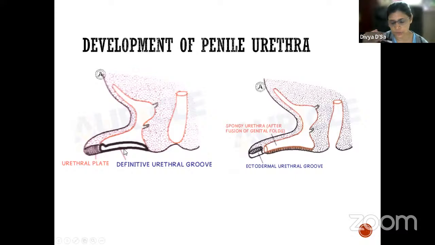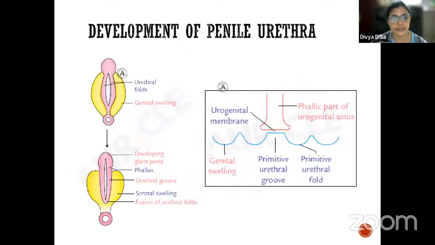The membrane is gone. So the urethral plate and the primitive urethral groove will become one. Because of that, there is a formation of the definitive urethral groove. So this is the definitive urethral groove, and on either side of that we have the urethral folds, isn't it?